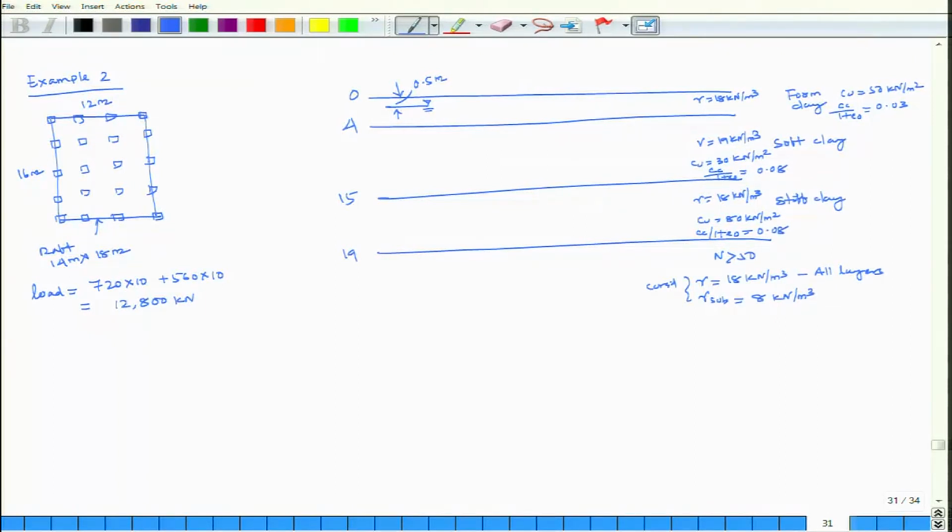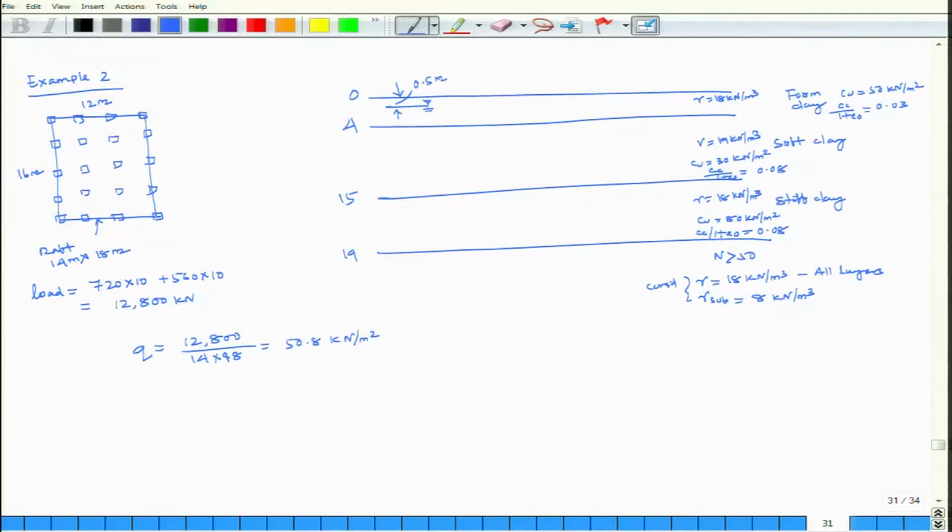This is your raft. There are a total of 20 column loads, and load is given: outer periphery it is 720 each column, interior columns are 560 kilonewton, total load is coming 12,800 kilonewton. So, from there you can find it out, raft size is given 14 meter by 18 meter. So, q load intensity is equal to 12,800 divided by 14 into 18 which is equal to 50.8 kilonewton per meter square.